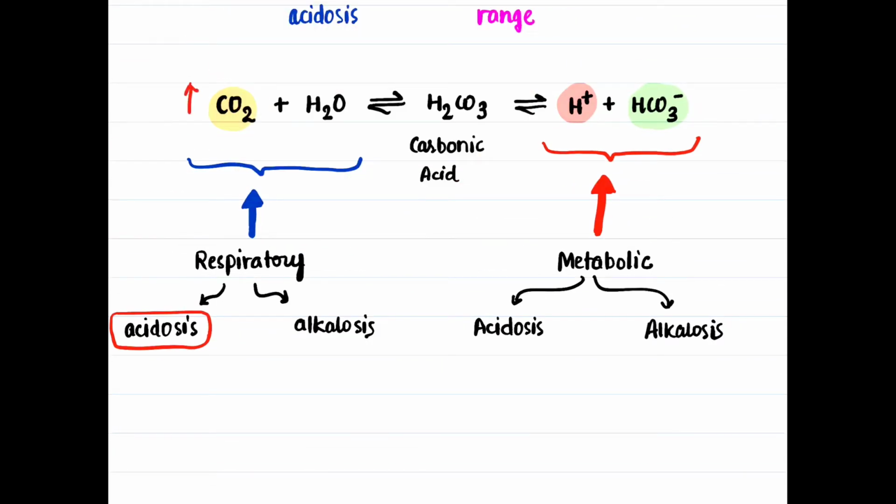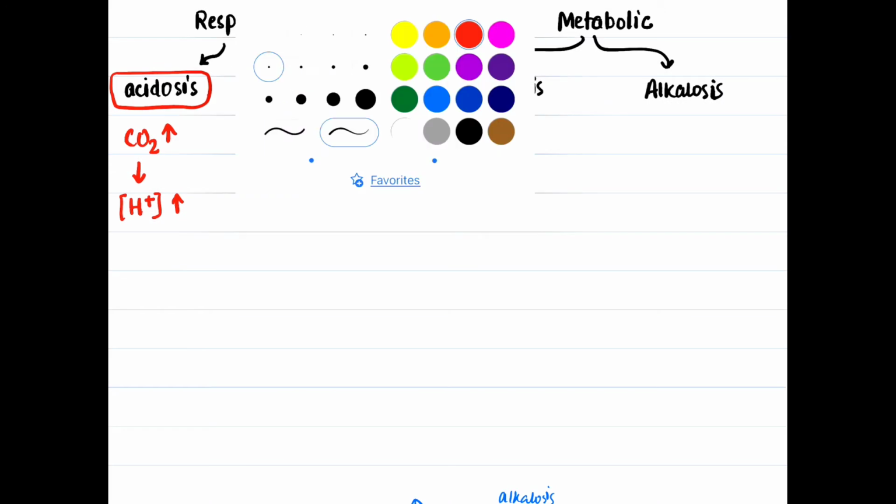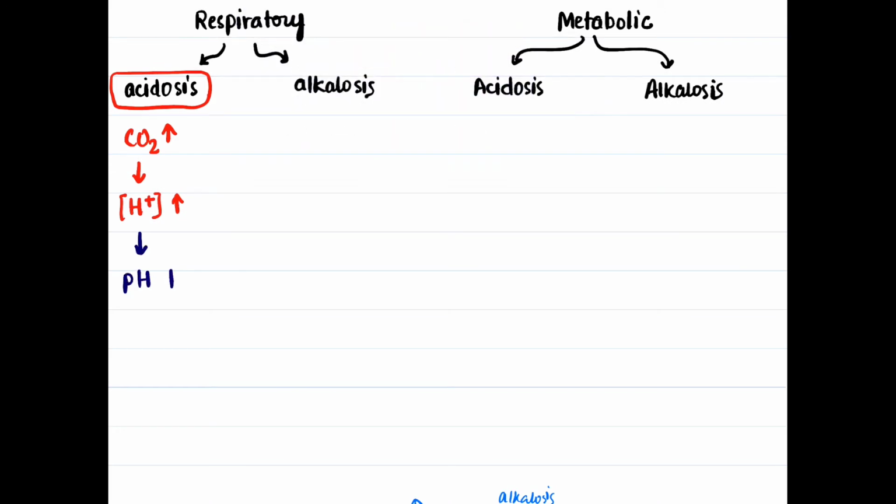Now, when we're talking about respiratory acidosis, there is an increased amount of carbon dioxide. Increased carbon dioxide drives the reaction in a forward direction, which leads to increased dissociation and increased H plus ions. Carbon dioxide increases, H plus ions increase, therefore pH decreases, and decreased pH causes acidosis. It has to be respiratory acidosis.